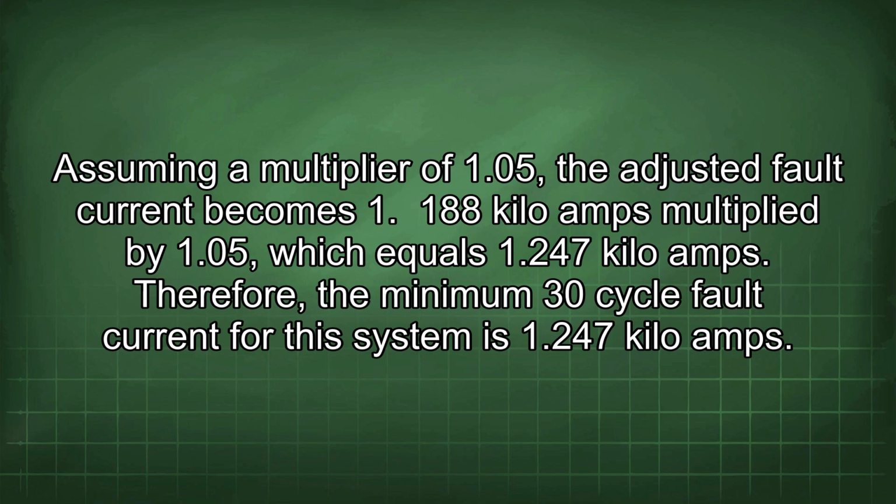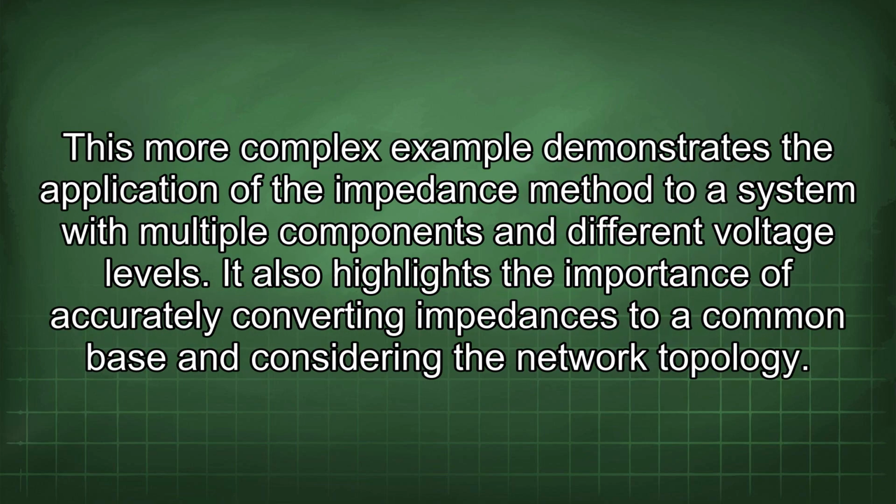Therefore, the minimum 30 cycle fault current for this system is 1.247 kiloamps. This more complex example demonstrates the application of the impedance method to a system with multiple components and different voltage levels. It also highlights the importance of accurately converting impedances to a common base and considering the network topology.